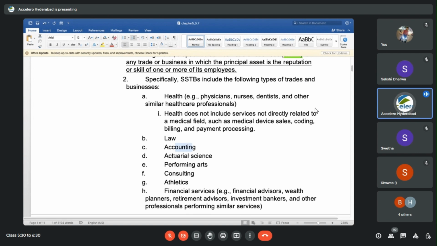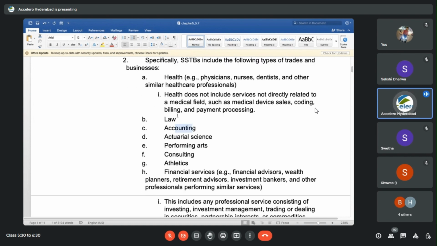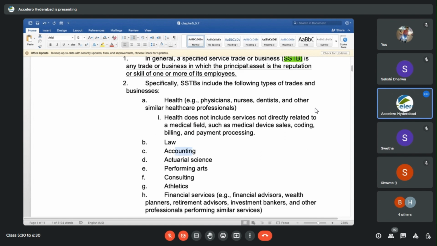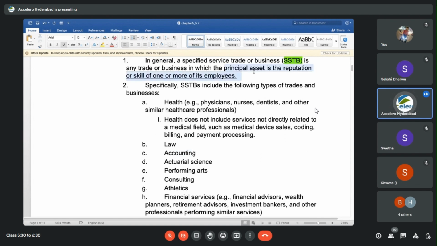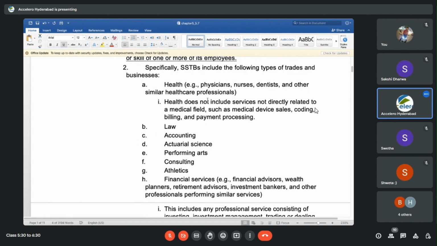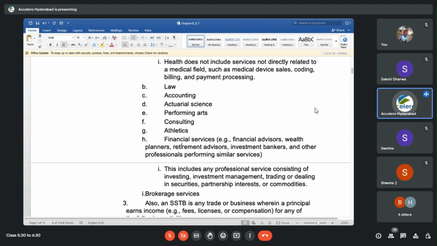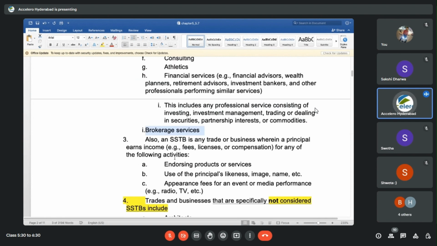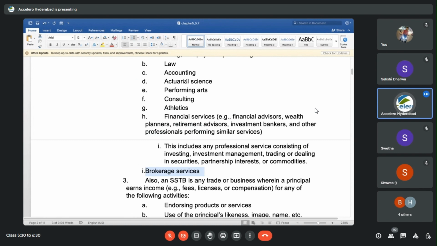But accounting, actuarial science, arts, consulting, athletics are some of the examples that they have given. There's some kind of skill required, and the principal asset is the reputation of the person who is running the business. Financial services are also included there. Then brokerage services, yes, because again we need some kind of license there. And typically for all of those things, some license may be required.